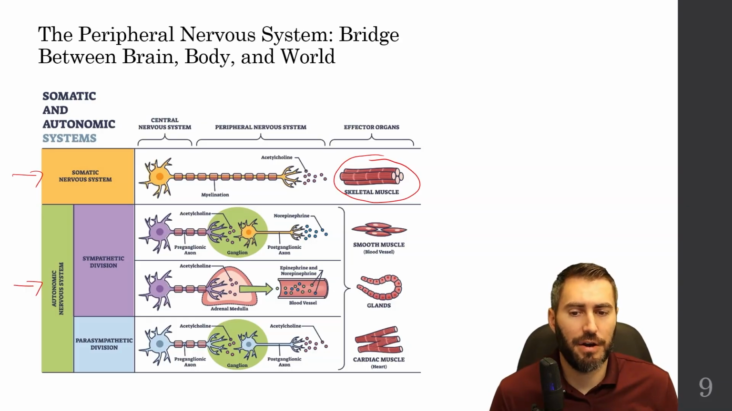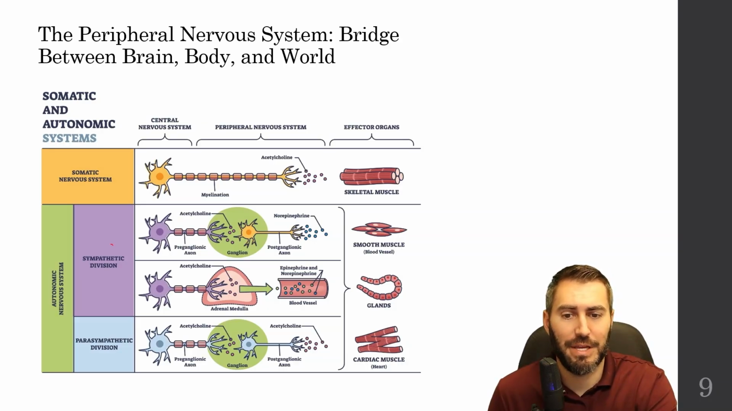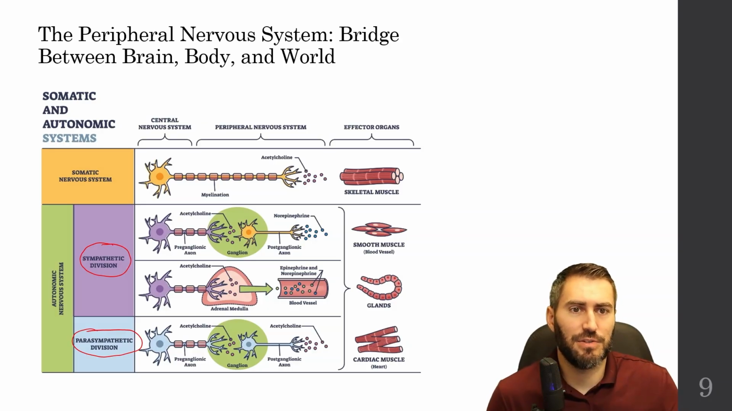Then we have the autonomic nervous system, which is automatic, things that we don't actively control or have awareness of what's going on. And so the autonomic nervous system then splits into two subdivisions as well, the sympathetic division and the parasympathetic division. The way these two work is like when our body is being active versus when it's being at rest.